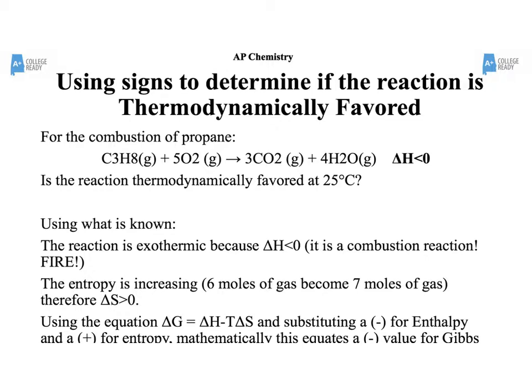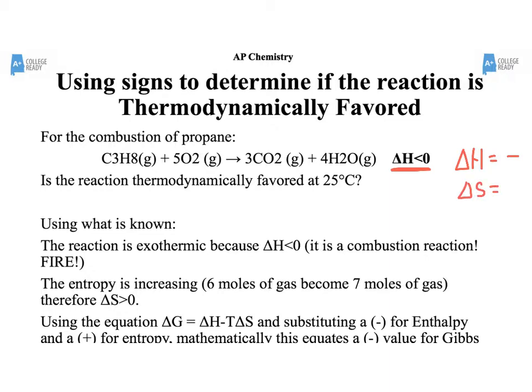So here's a reaction, the combustion of propane. And they give us the balanced equation, and then they tell us something about the enthalpy. Well, what do we know about the enthalpy? Delta H is less than 0, which means it's negative. They're telling us that. And they're asking us if the reaction is thermodynamically favored at 25 degrees Celsius. So the second thing we need to know is what's the delta S.